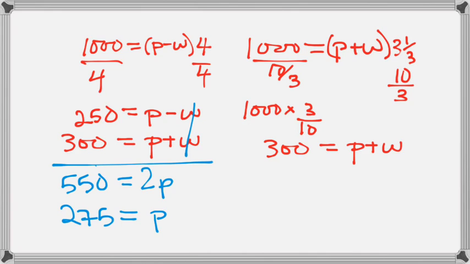275 what? Bananas, horseshoes, miles per hour. Thank you. Good. MPH. Remember, the first thing I did, I defined my variables. I used a rate. So these are my rates. All right. Well, if the miles per hour for the plane is 275, what does the wind have to be? 25 miles per hour.